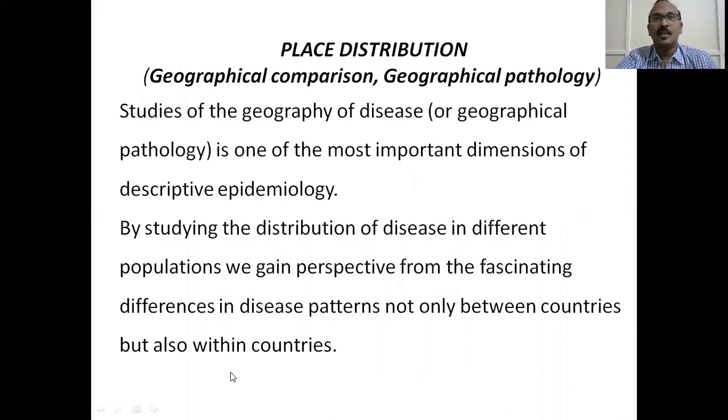If you talk about the place distribution, this is also called geographical comparison or geographical pathology. Studies of the geography of disease, or geographical pathology, have been an important dimension of descriptive epidemiology. By studying the distribution of disease in different populations, we gain perspective on the fascinating differences in disease patterns, not only between countries, but also within countries. This helps in understanding the role of genetic factors, environmental factors, dietary factors and etiological factors in the causation of disease.